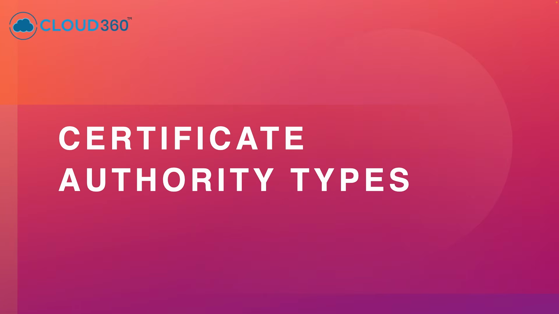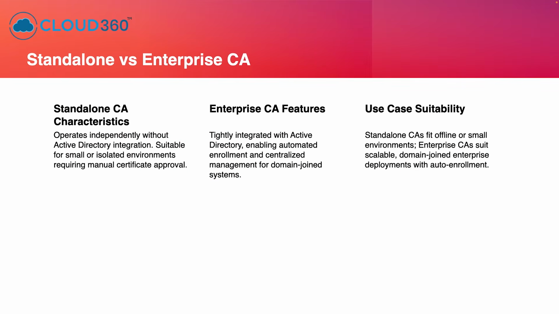Well, let's talk about the types of certificate authorities we can configure. The certificate authority in Active Directory Certificate Service can be configured as either the standalone or enterprise certificate authority. A standalone CA operates independently of the Active Directory and is suitable for small environments or workgroup environments. It requires manual certificate requests and approvals, making it ideal for offline or isolated systems.